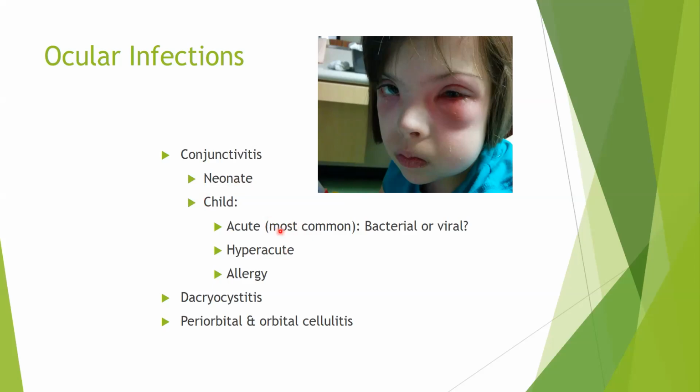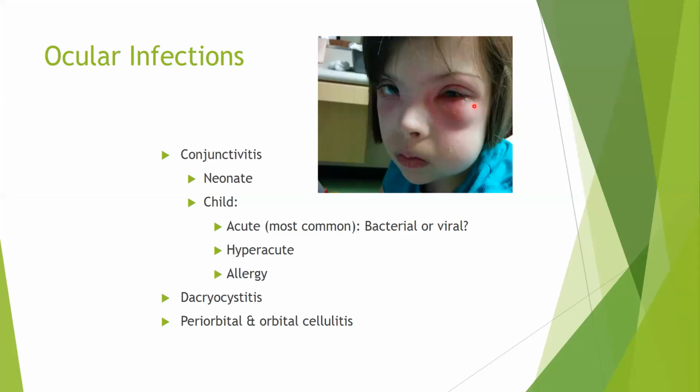We can see this in neonates and children. Most common is that going to be bacterial or viral? So just kind of think about that for a sec. We can have hyperacute, so just a very intense reaction, and we can have allergic reactions. So these are all the types of conjunctivitis. There's also dacryocystitis, which is an infection of the tear duct itself, and then periorbital or orbital cellulitis.